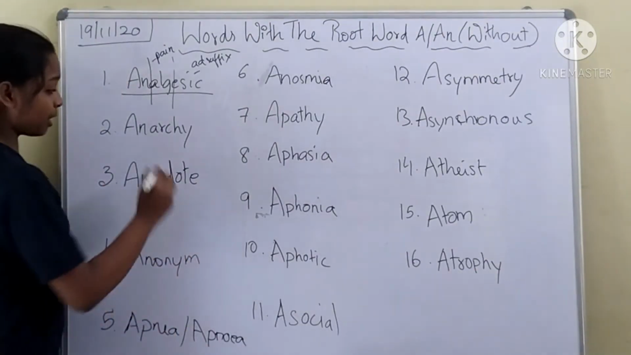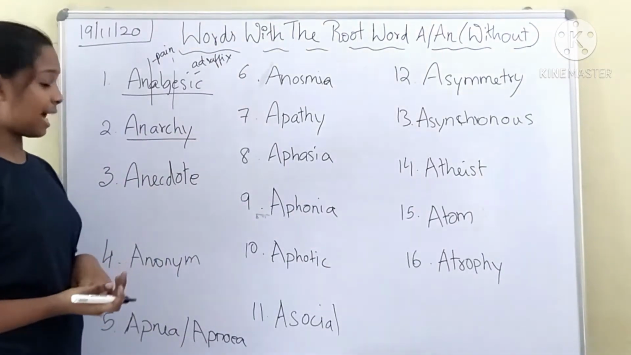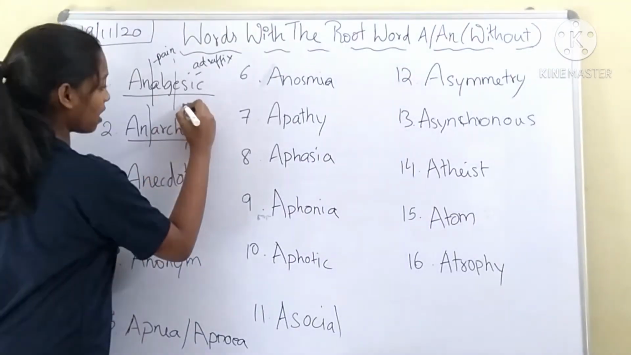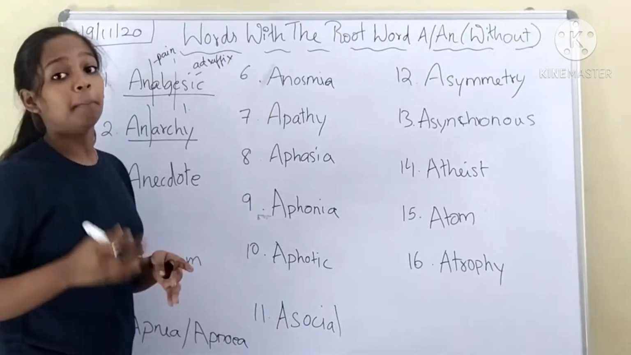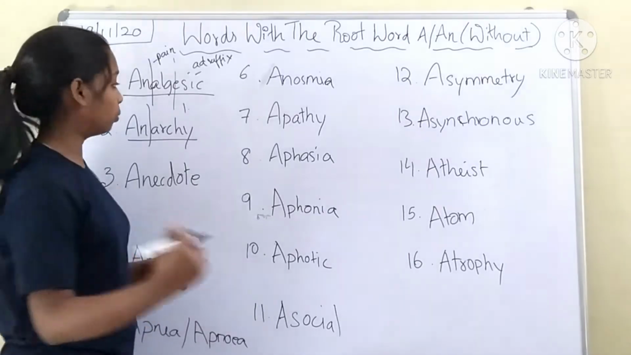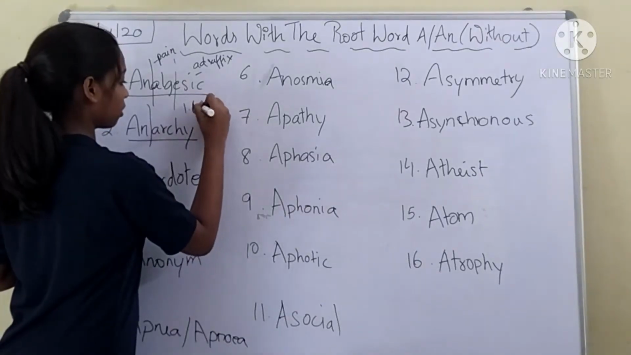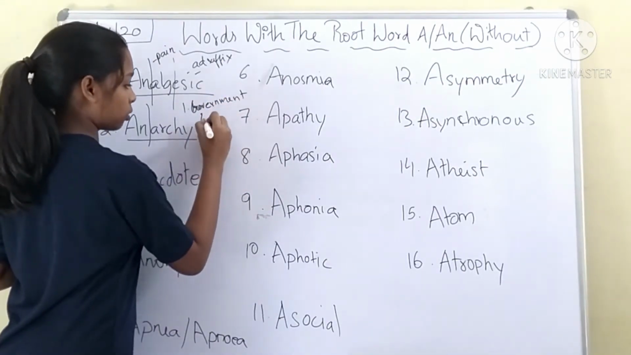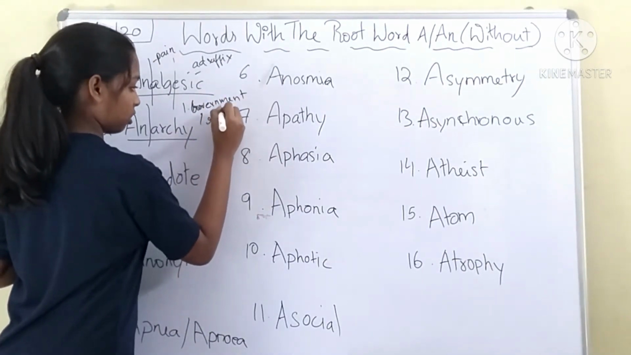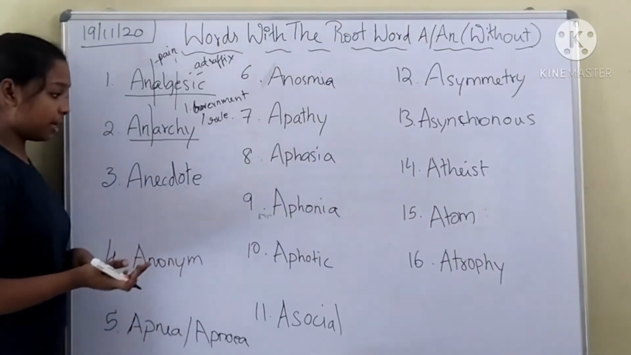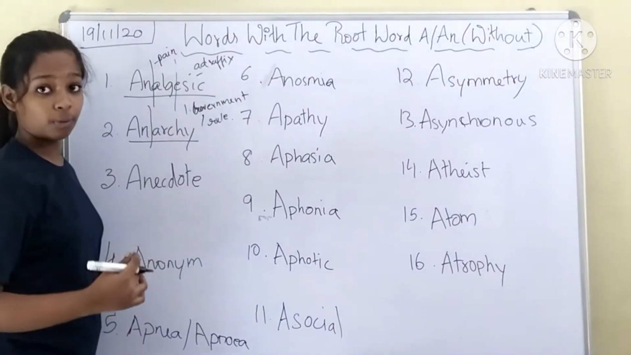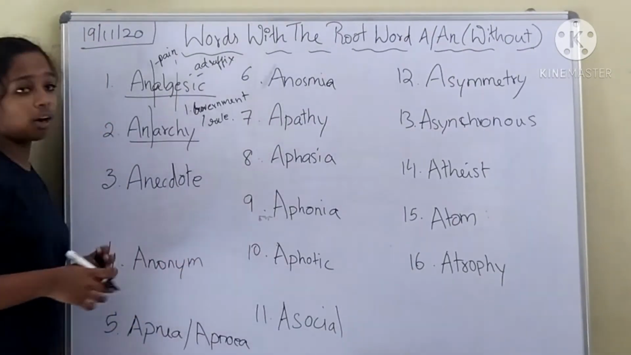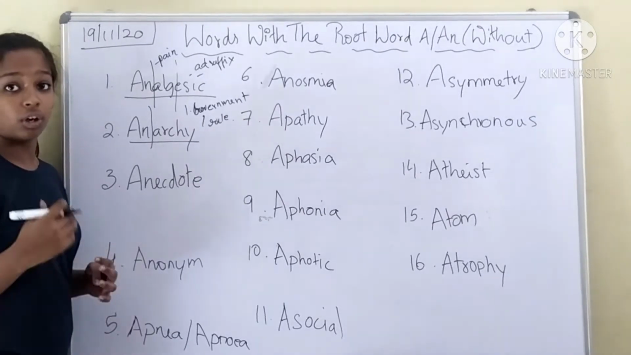So the next word is anarchy. Anarchy has 2 root words in it. An means without. Archy is the first new root word. Archy means government or rule. The word means without a government or a rule in a country. So anarchy means without a rule, without a government, without a law.